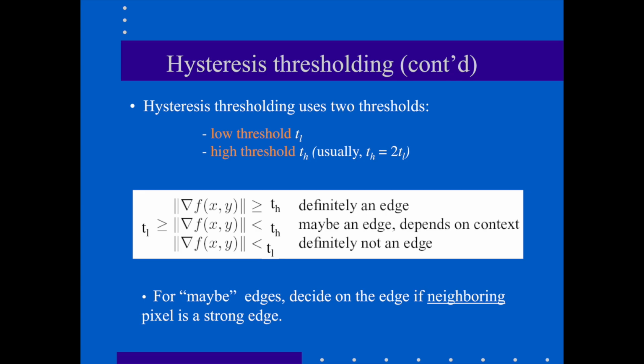Hysteresis thresholding uses 2 thresholds. The low threshold is TL and the high threshold is TH. Usually TH is equal to 2TL. So there are 3 cases: if del f of x,y is greater than or equal to TH, it is definitely an edge; second case, if it is less than TH but at least TL, it may be an edge; and third case, if it is less than TL, it is definitely not an edge. For maybe edges, decide on the edge if a neighboring pixel is a strong edge.